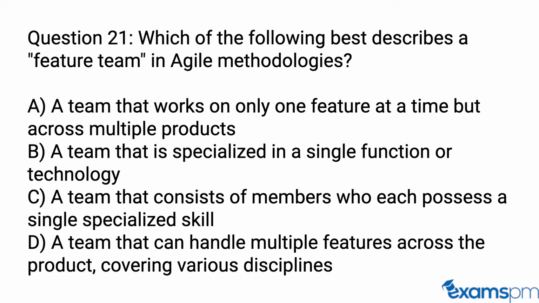Question 21. Which of the following best describes a feature team in Agile methodologies? A. A team that works on only one feature at a time but across multiple products. B. A team that is specialized in a single function or technology. C. A team that consists of members who each possess a single specialized skill. D. A team that can handle multiple features across the product, covering various disciplines.